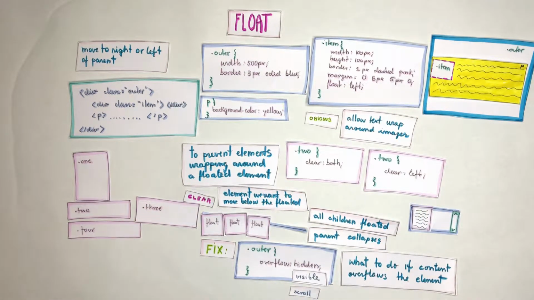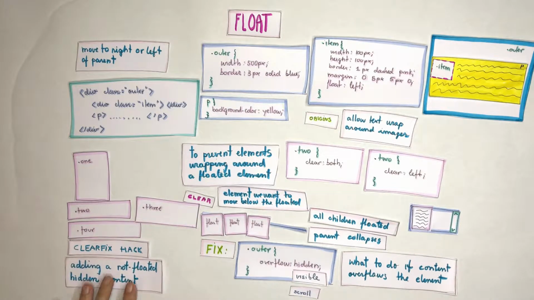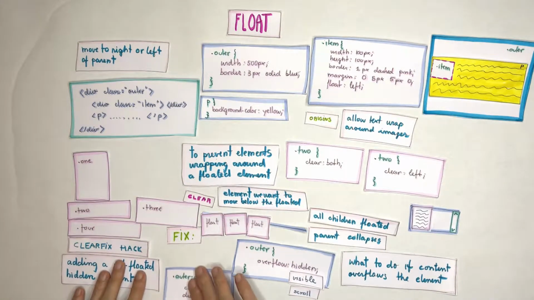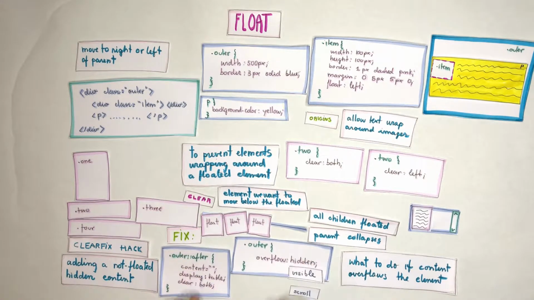Another way of fixing the problem is using what we call the clear fix hack. This is adding a hidden content that is not floated and clearing it. To do it, we use the after pseudo element. Do you remember it? It allows us to add content to the HTML from the CSS. There are different versions of that hack. All of them imply adding something, clearing the element, and displaying this in some way. I like to add nothing, an empty string, clear on both sides, and then display as a table.